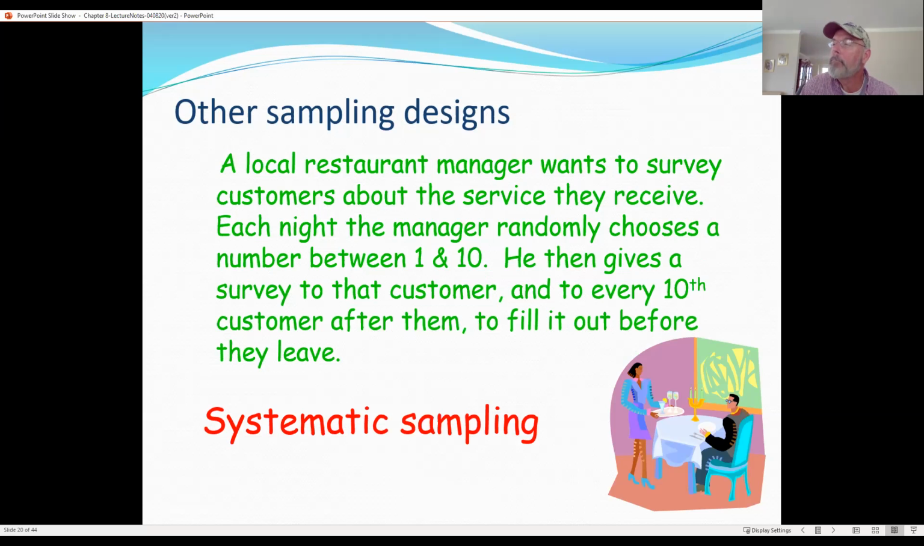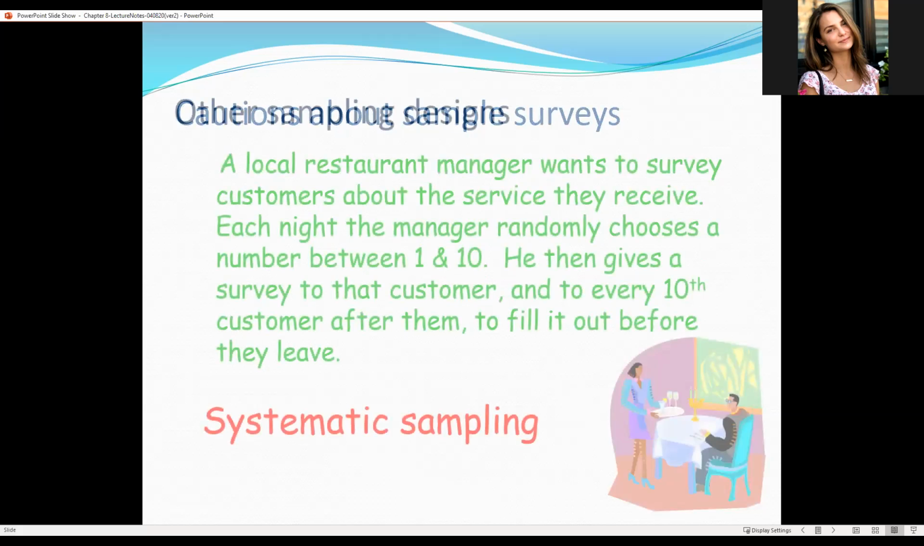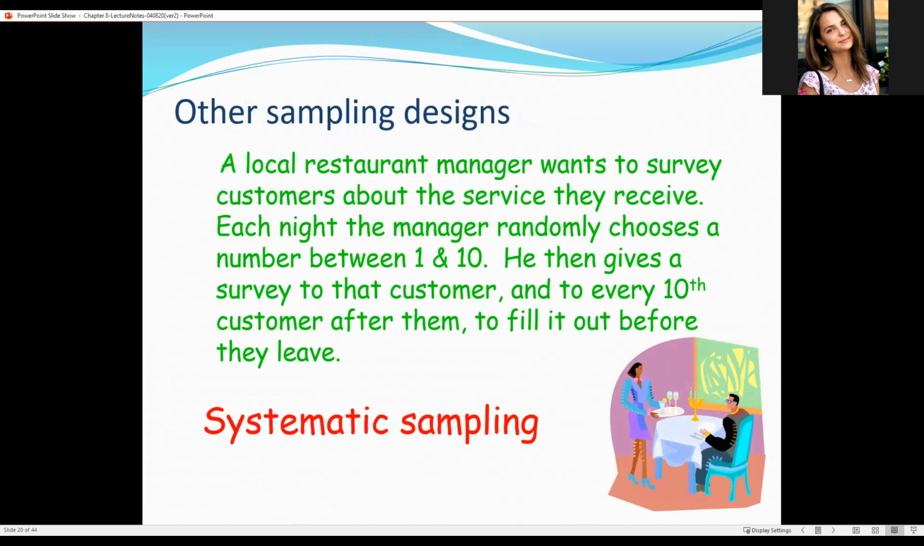Okay. Actually, I have a quick one. Okay, go ahead. It's just really basic. When you say each night the manager randomly chooses a number, what's the significance of that? What would he do with that number, and what is that number?